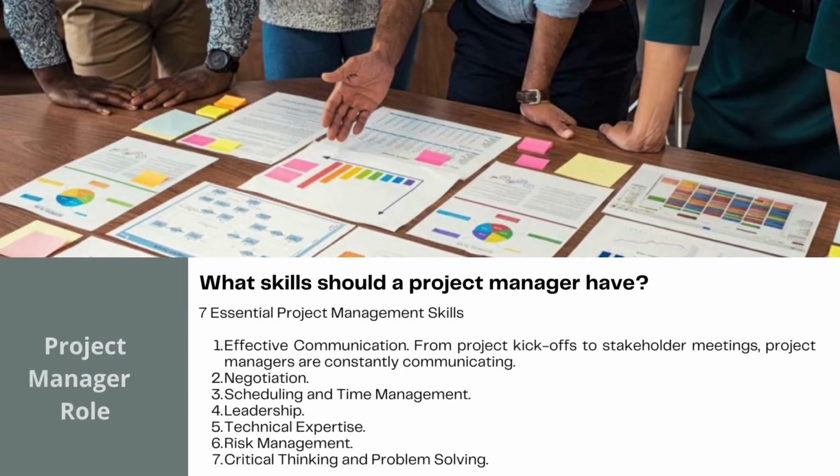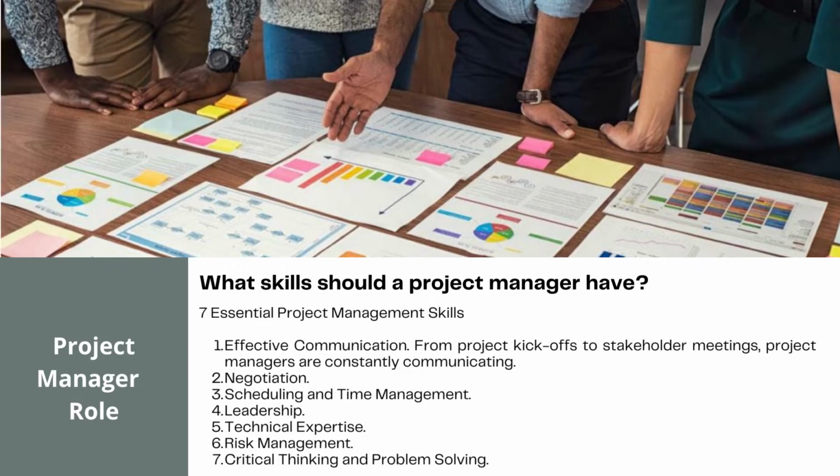What skills should a project manager have? 7 essential project management skills. Skill 1, effective communication. From project kickoffs to stakeholder meetings, project managers are constantly communicating. Skill 2, negotiation. Skill 3, scheduling and time management. Skill 4, leadership. Skill 5, technical expertise. Skill 6, risk management. Skill 7, critical thinking and problem solving.